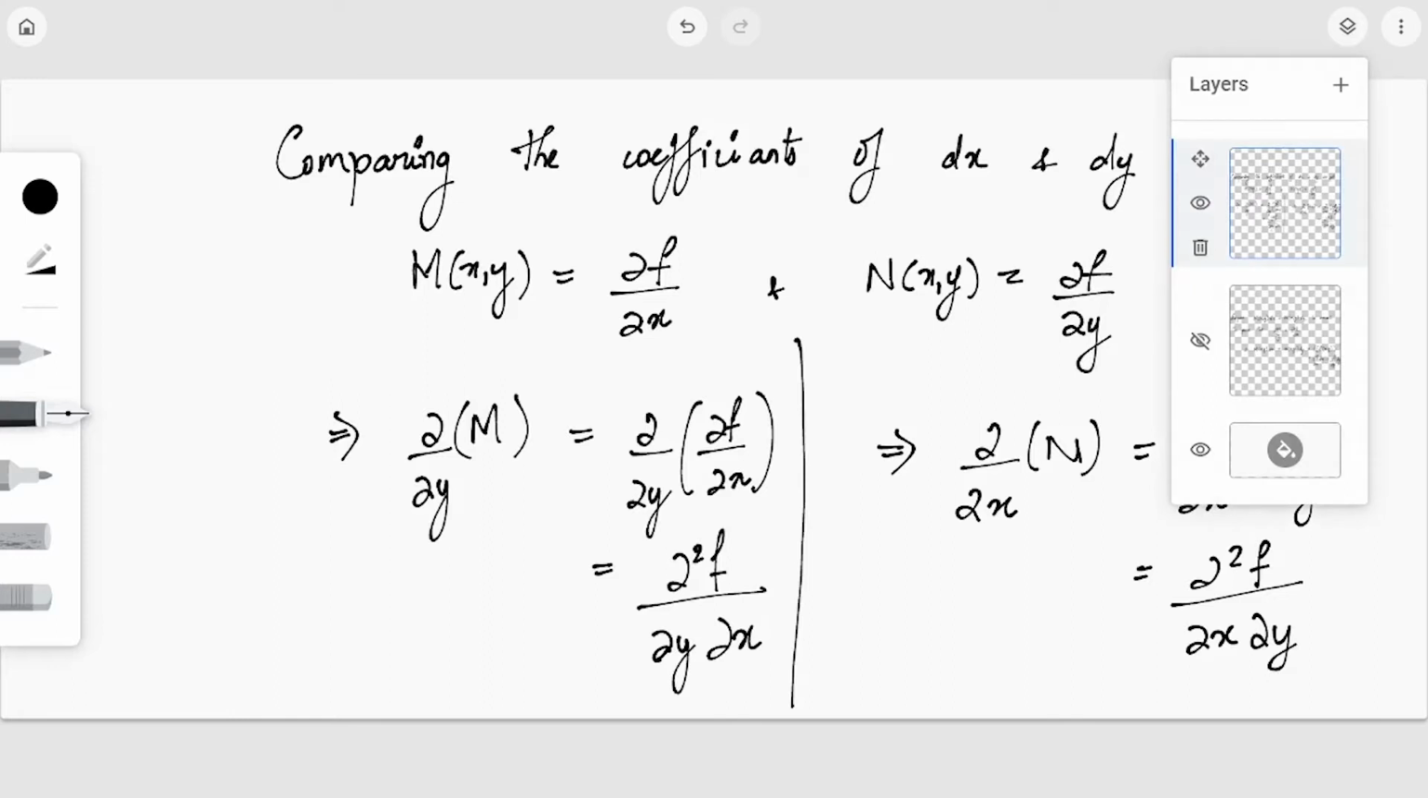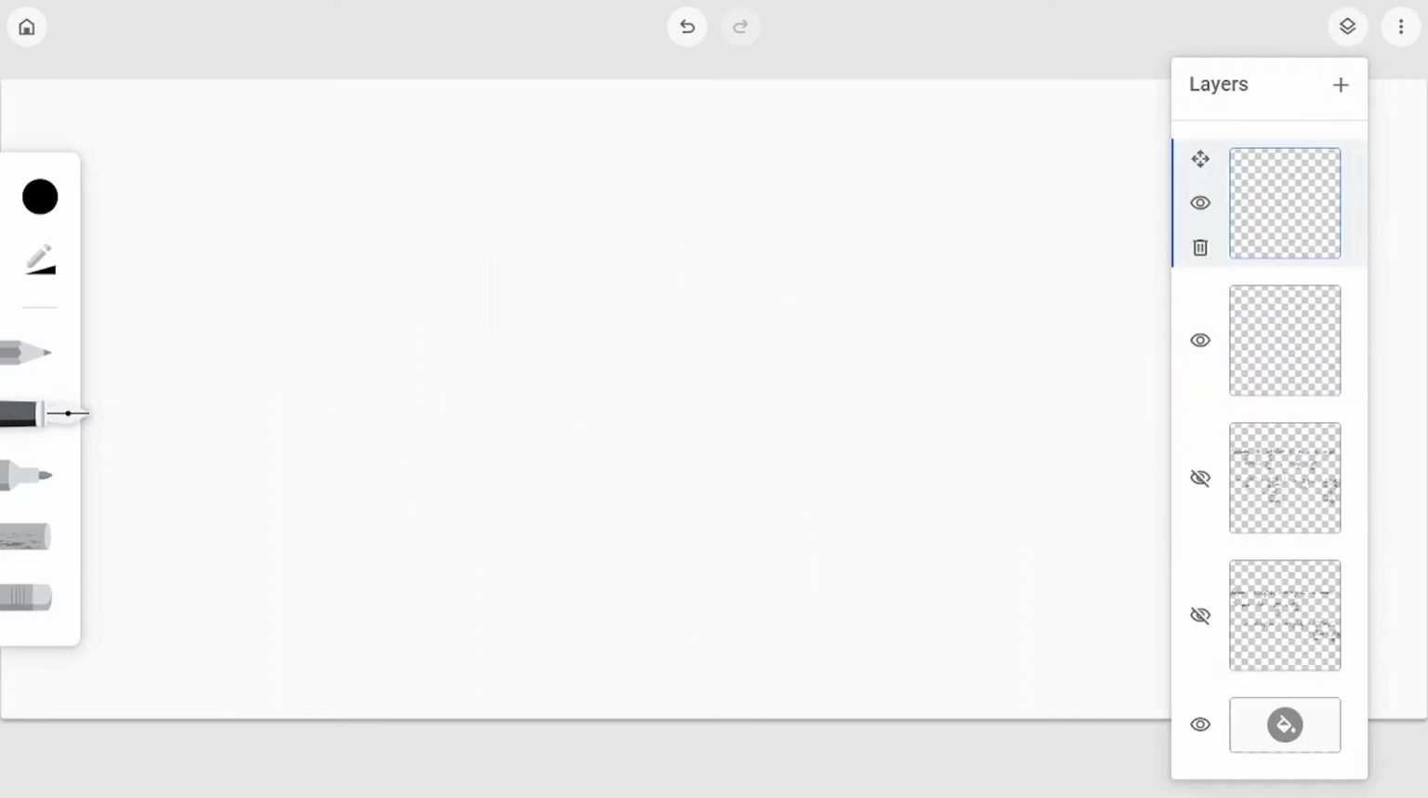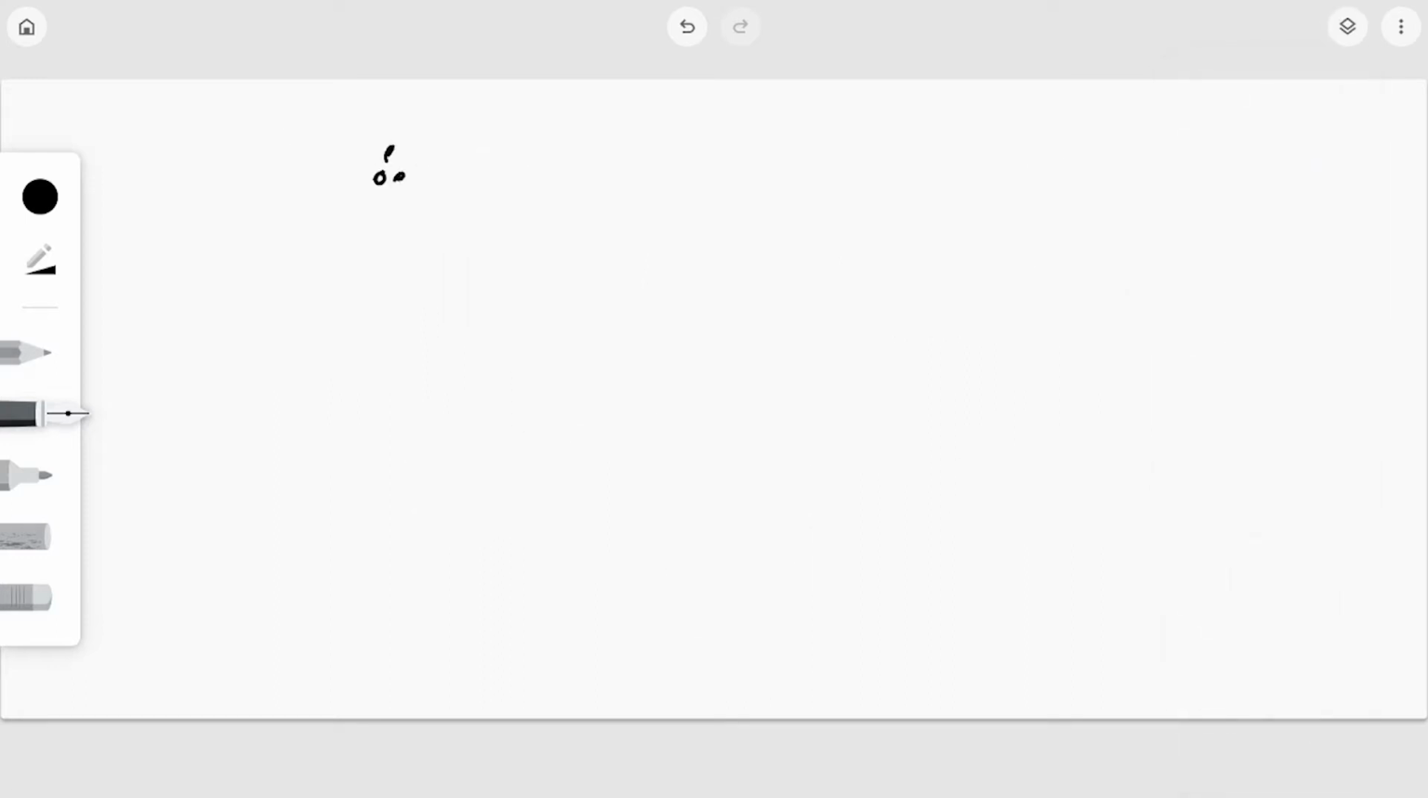So we can easily say that as ∂²f/∂x∂y and ∂²f/∂y∂x are the same, I get ∂m/∂y is equal to ∂n/∂x. So if the equation is exact, then ∂m/∂y is equal to ∂n/∂x. Okay, now let's see the converse part.